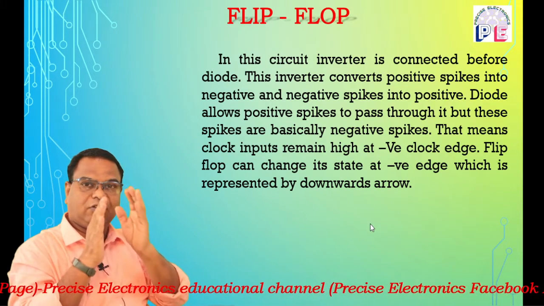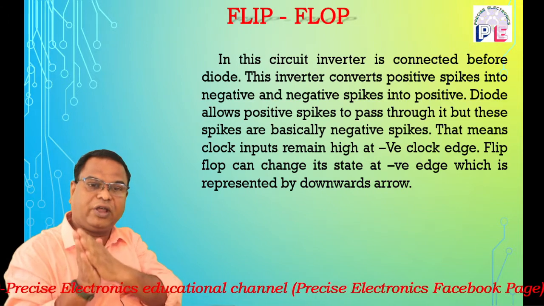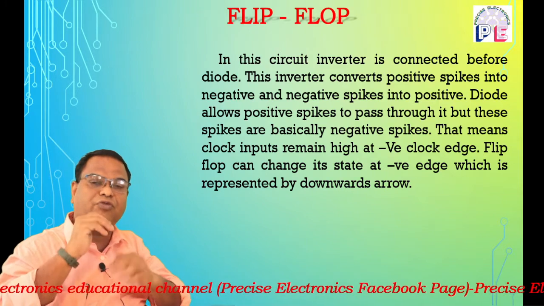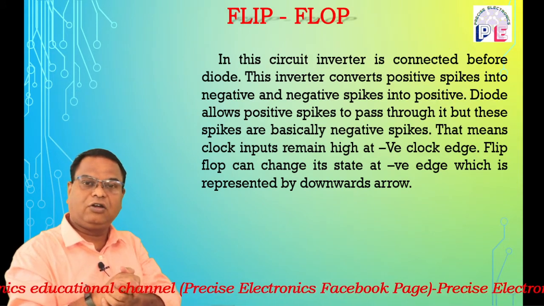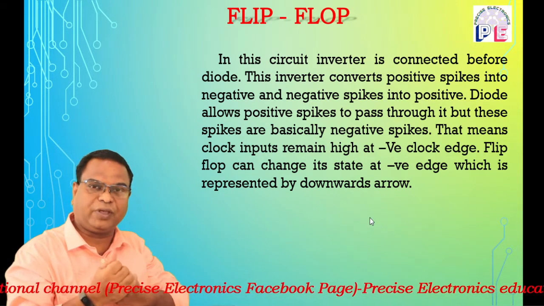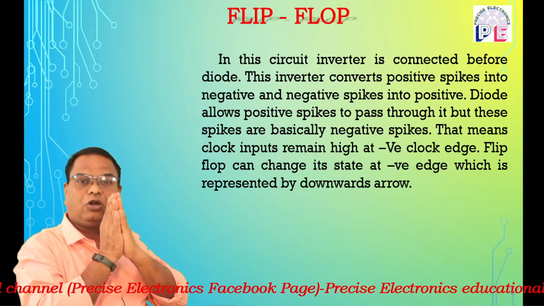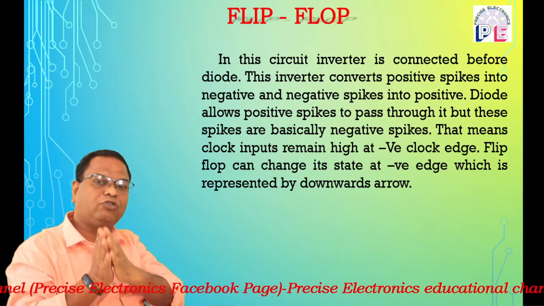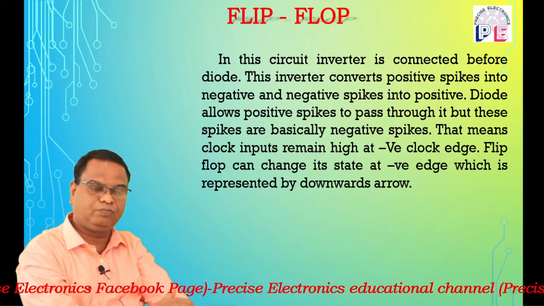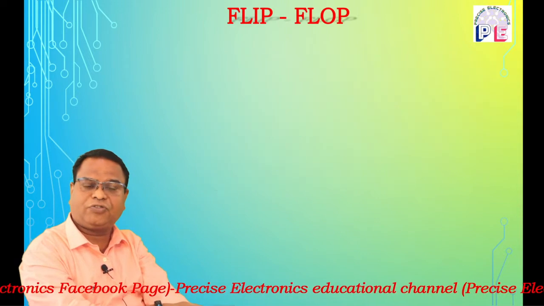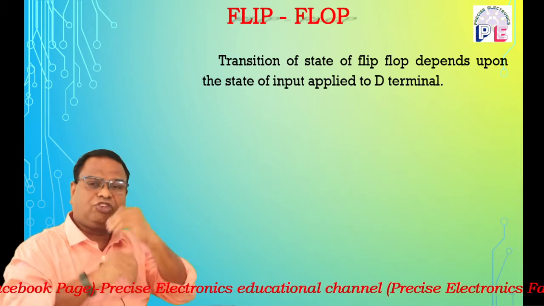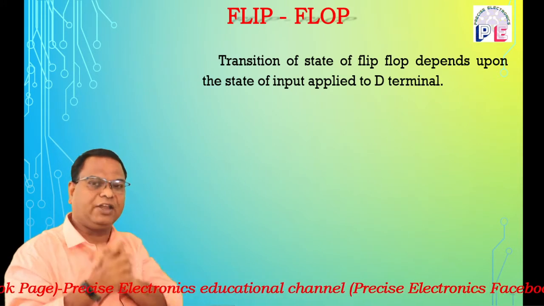So in this case, the RC network converts the square pulses into spikes. Then the inverter gives the inversion of the input applied to that NOT gate. So the positive spikes are converted to negative and the negative spikes are converted to positive spikes. The spikes are applied to the diode, and the diode is able to pass only the positive spikes through it, and that is applied to the clock input terminal of the D flip-flop. Now the transition of state occurs at the negative edge of this clock pulse, and the transition of state will depend upon the data input.